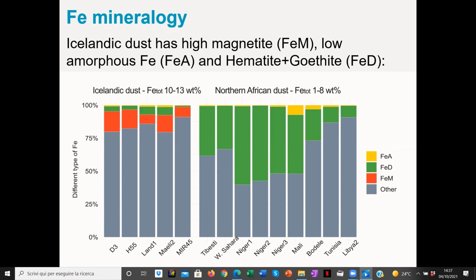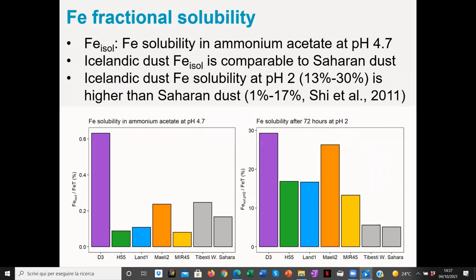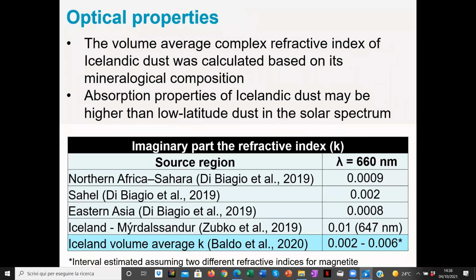African samples. The iron fractional solubility determined in ammonium acetate at pH 4.7 varies from 0.08 to 0.6% in Icelandic dust, which is comparable to that reported for Saharan dust. On the other hand, the iron solubility at pH 2 varies from 13 to 30%, which is higher than that observed in Saharan dust. There is very limited knowledge on the optical property of Icelandic dust, and this has prevented an accurate assessment of its impact on climate.